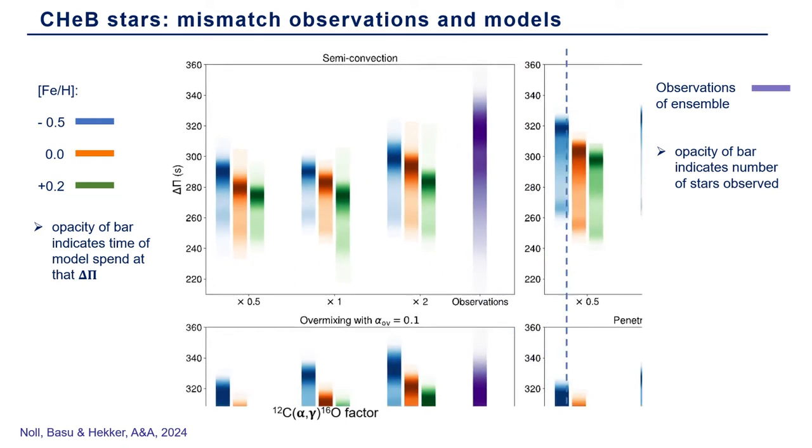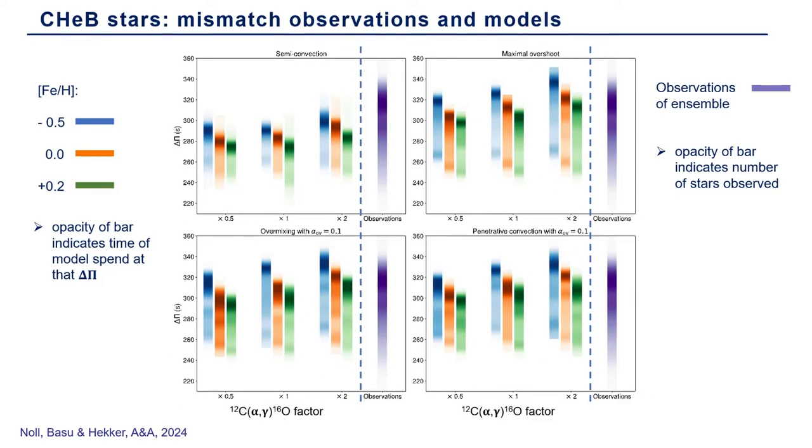So now we checked and took some other prescriptions of the core boundary mixing: maximal overshoot, overmixing, and penetrative convection. For the moment, it is not so important what they exactly describe, but you can see that the picture changes. There are now cases where we can really match these large period spacings. It is still not conclusive which core boundary mixing scheme and which reaction rates we should use, but at least we are now sure that we can find the physics that is important.